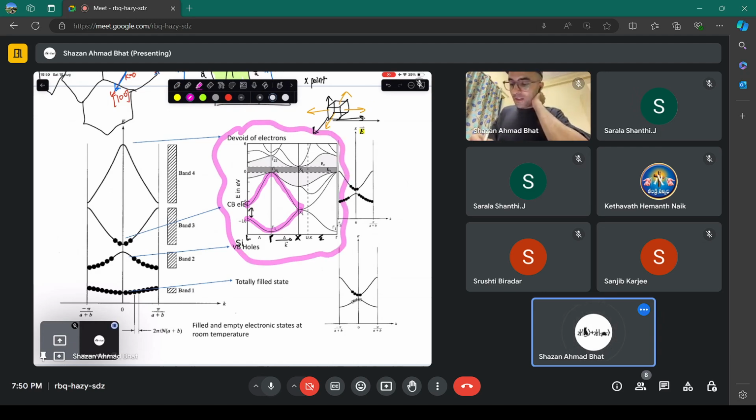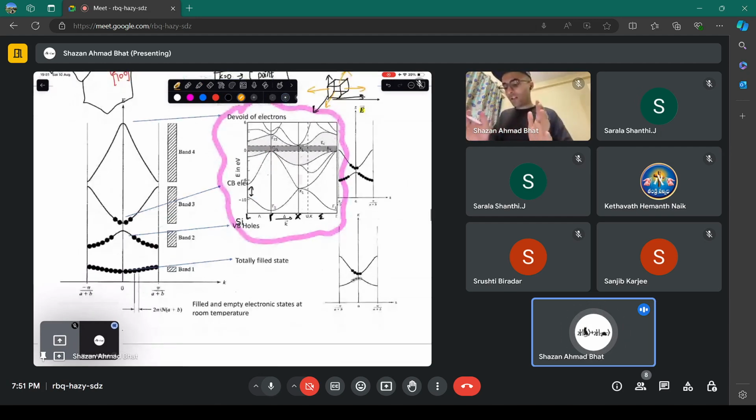If you go from gamma to X, the accepted values of energies are like this. If you go from gamma to L, the accepted values of energy are like this. That is the simple explanation of the band structure. You don't need to complicate anything. These are just different directions. This particular line separates different directions. That is how the band structure is read. That's how these plots are read.